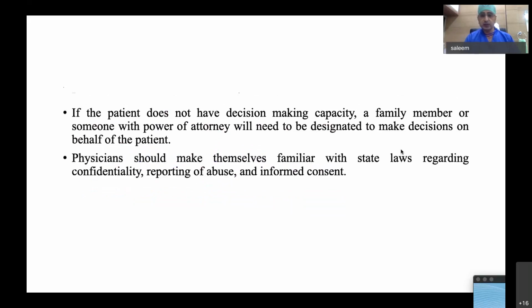Patients should make themselves familiar with the state laws regarding confidentiality, reporting of abuse, and informed consent.